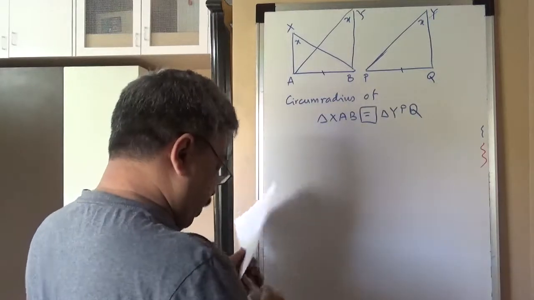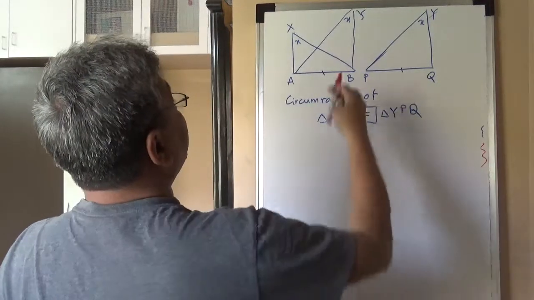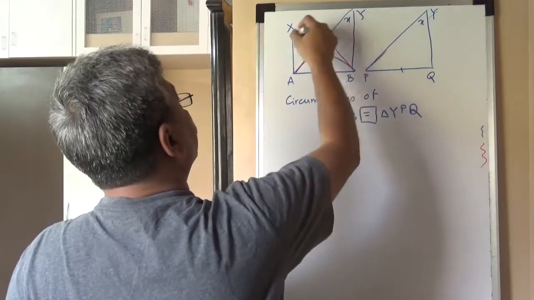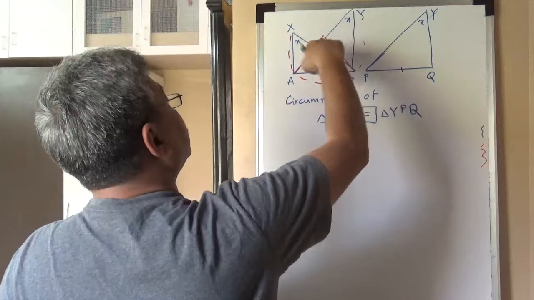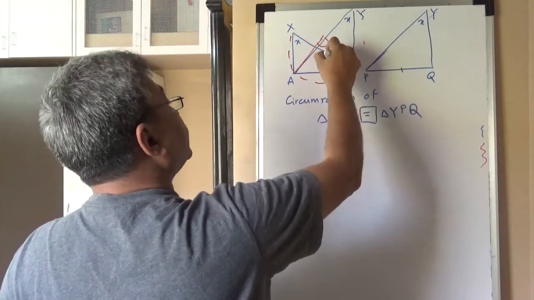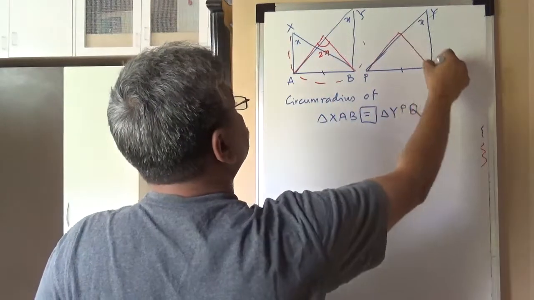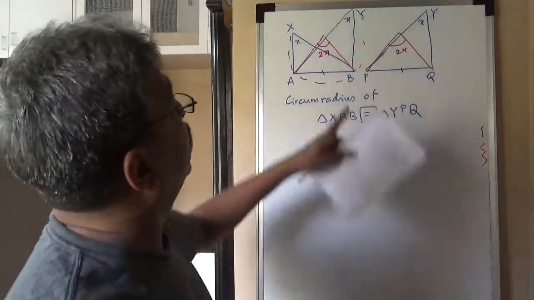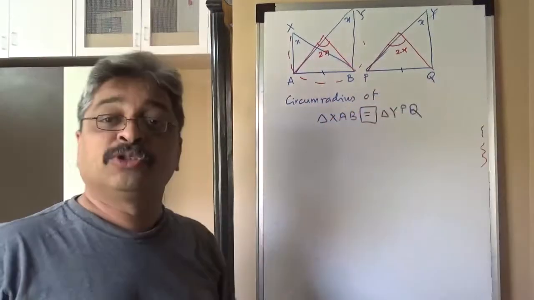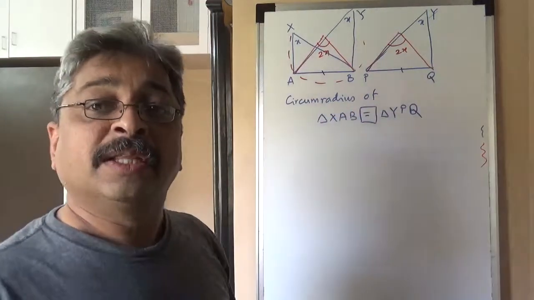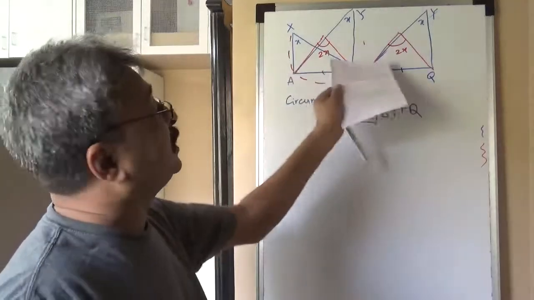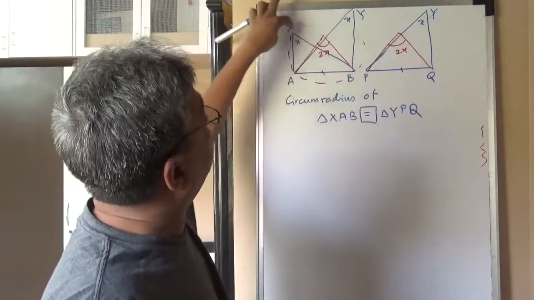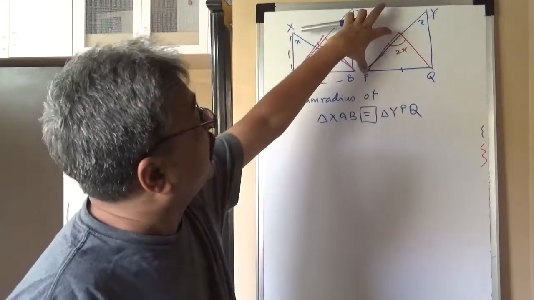Second way of proving it is, inscribed angle is X, therefore if we draw the circumcircle of this triangle, the central angle will be 2x, and the central angle in this case also will be 2x. Because the angle is same and the opposite side is also equal and it is an isosceles triangle, both these red triangles are going to be congruent, and therefore circumradius of triangle XAB will be equal to circumradius of triangle YPQ.